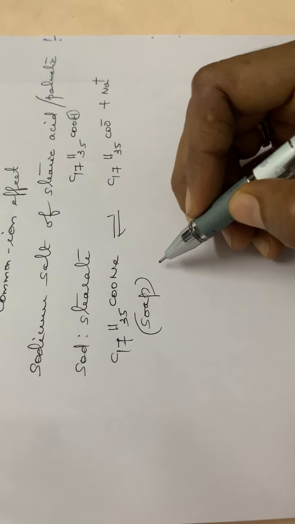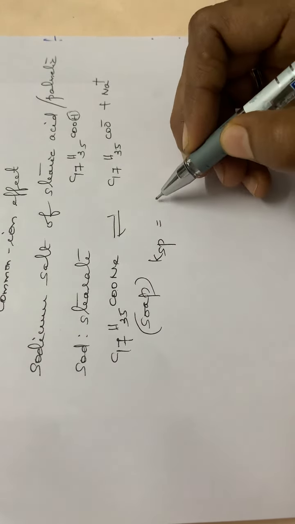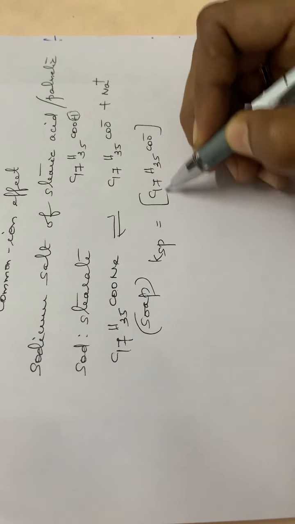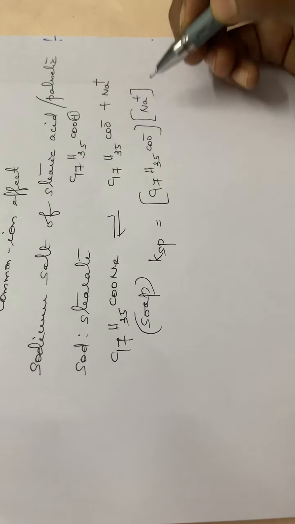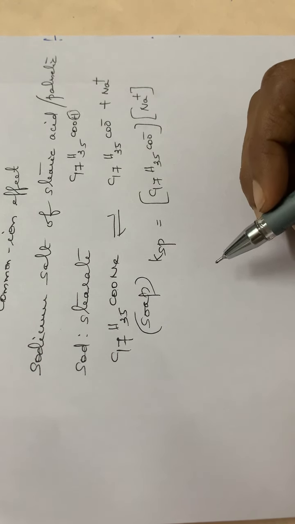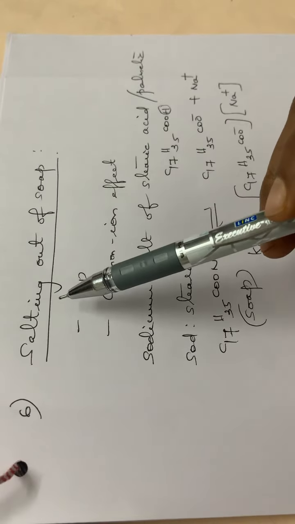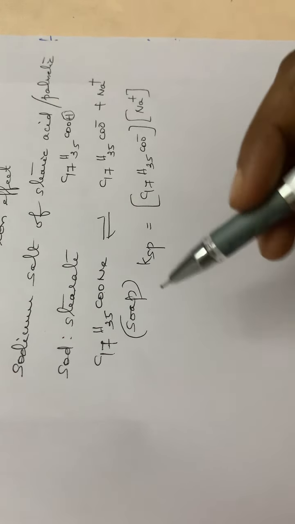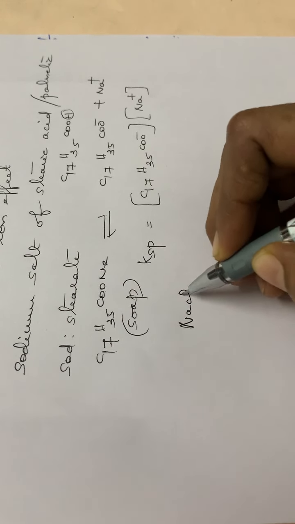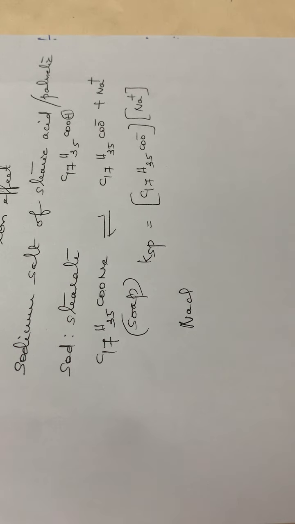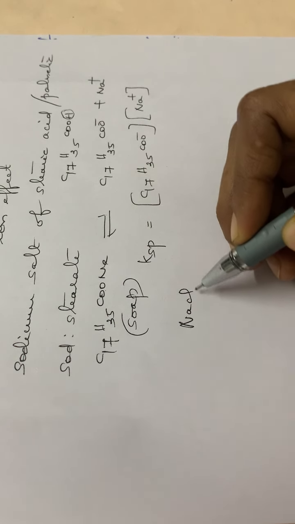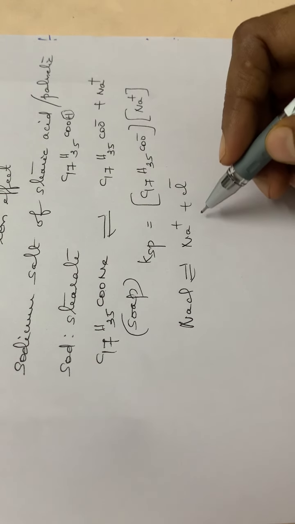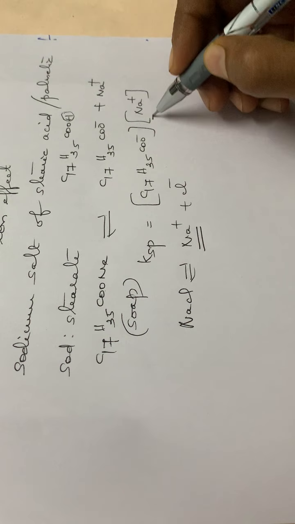Okay, so how will you write the Ksp? Ksp will be equal to the concentration of C17H35COO minus into the concentration of Na plus. So here we are using the process called salting out. Here we have to add a common ion, isn't it? For that we will be adding sodium chloride. Normally during the preparation of this soap we are adding sodium chloride, isn't it? So what happens when sodium chloride is added? Na plus plus Cl minus. Which will be the ion in common? This Na plus will be the ion in common.